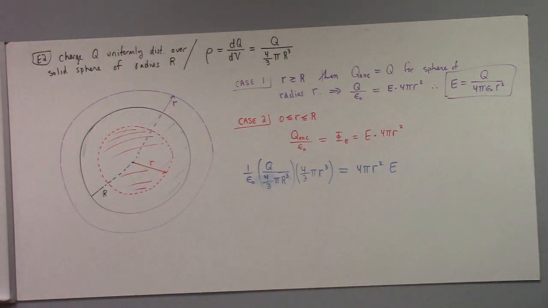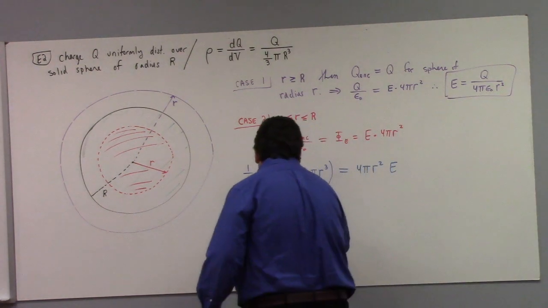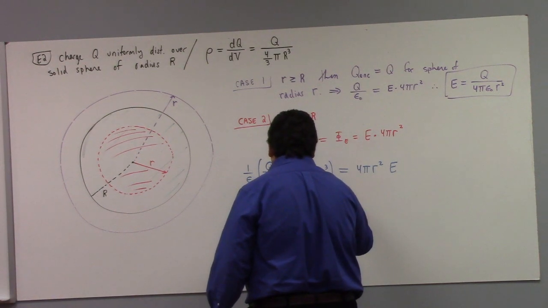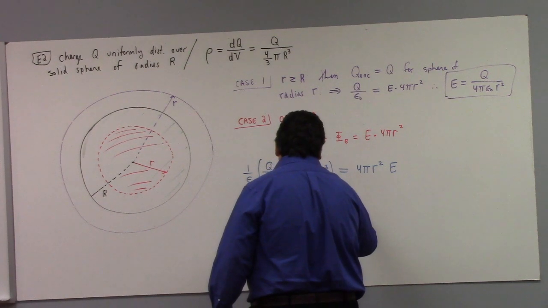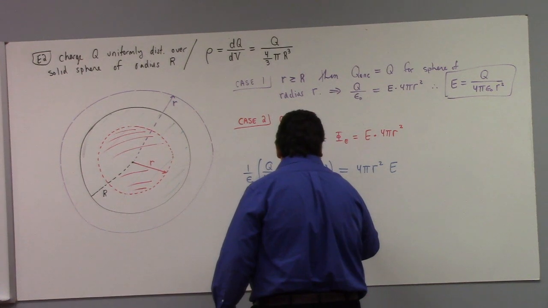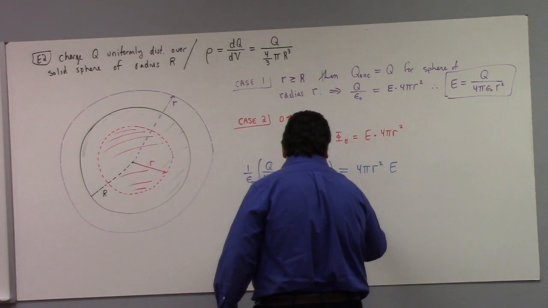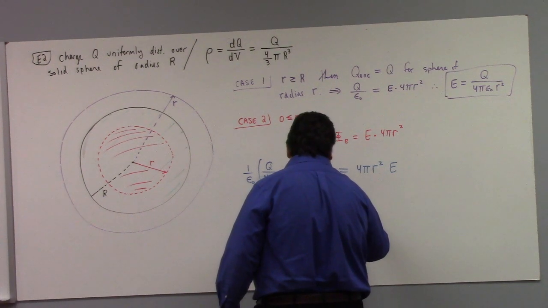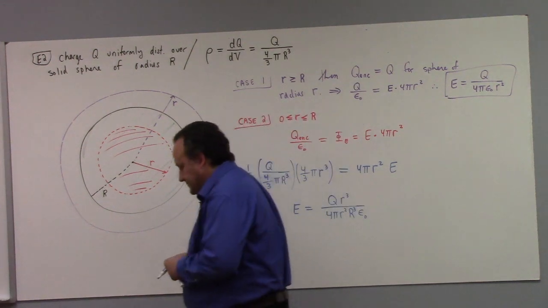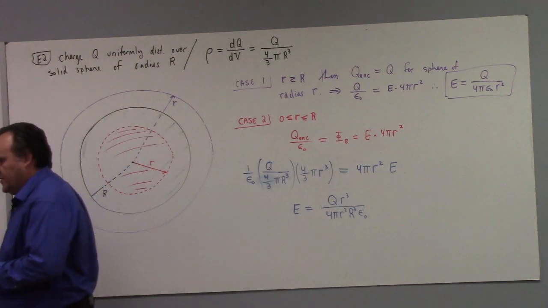The 4/3 pi's would be canceling. Solve for the electric field, what do you got? We got a Q and a little r cubed divided by 4 pi little r squared times big R cubed epsilon naught, by algebra.